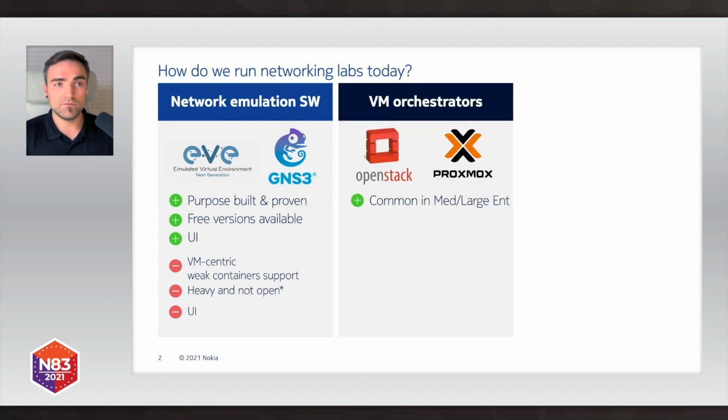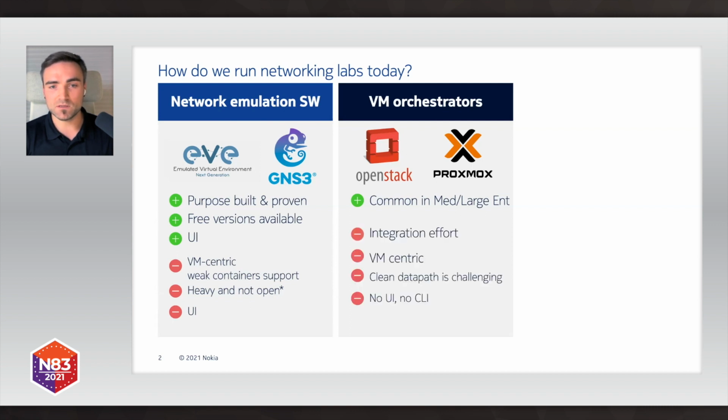What tools do we have apart from the network emulation software? We typically see that people try to reuse VM orchestrators such as OpenStack to build virtual networking topologies. These VM orchestrators are quite common in medium and large enterprises, so it makes sense to reuse them to deploy the networking topologies. But that's all that's good about them, because the complexity takes its toll. It's really hard to use OpenStack, for example, or Proxmox, to create virtual networking topologies. It requires quite a lot of integration effort.